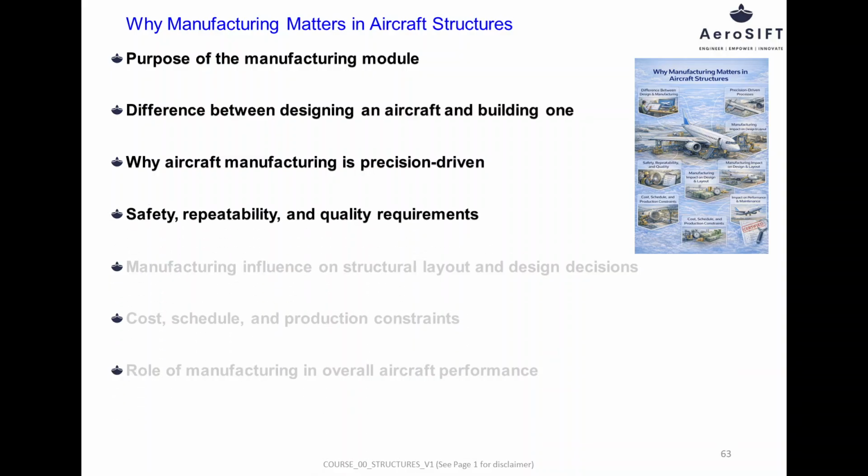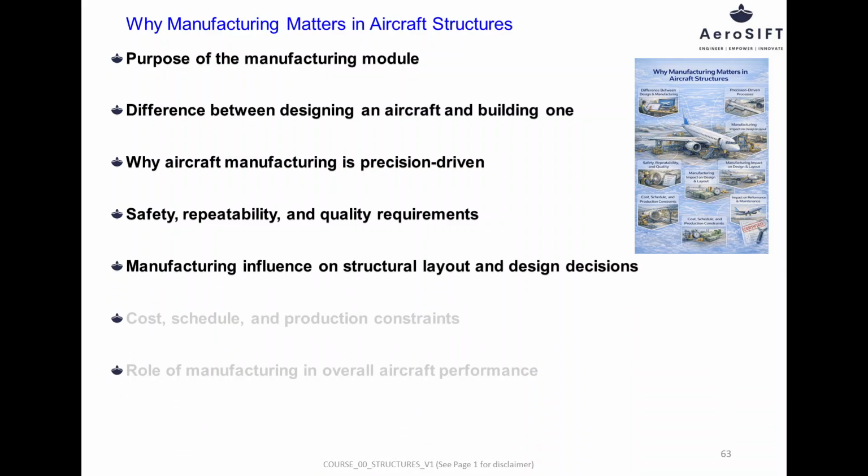In aerospace, safety is non-negotiable. Parts must be reliably repeatable so each aircraft performs predictably. Quality must be verifiable at every step, and manufacturing systems are built to catch errors early and prevent them from becoming hazards. Quality and safety go hand in hand across thousands of components and assembly joins.